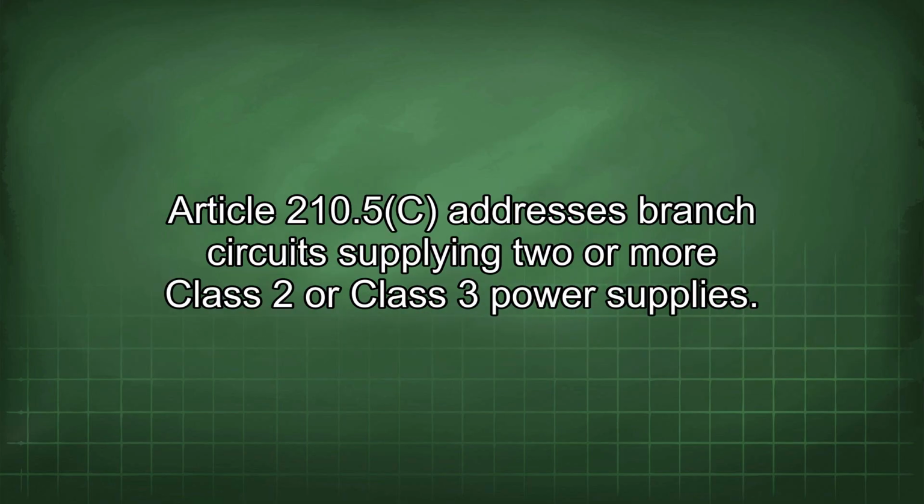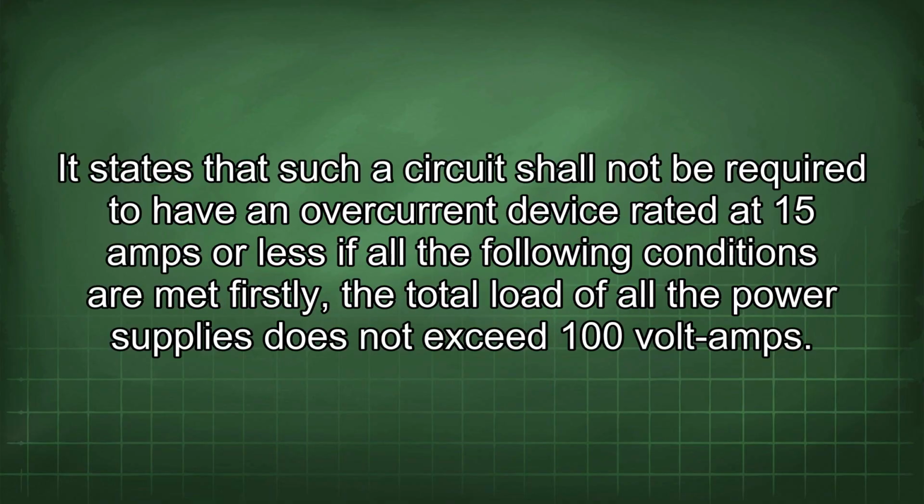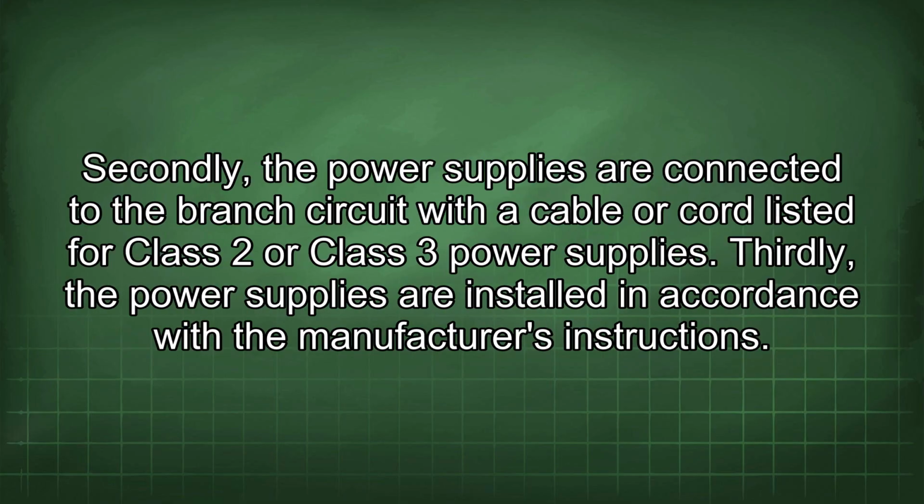Article 210.5c addresses branch circuits supplying 2 or more Class 2 or Class 3 power supplies. It states that such a circuit shall not be required to have an overcurrent device rated at 15 amps or less if all the following conditions are met. Firstly, the total load of all the power supplies does not exceed 100 volt amps. Secondly, the power supplies are connected to the branch circuit with a cable or cord listed for Class 2 or Class 3 power supplies. Thirdly, the power supplies are installed in accordance with the manufacturer's instructions.